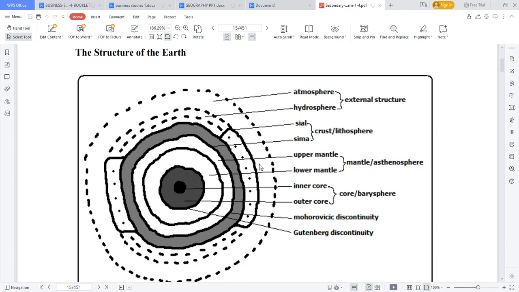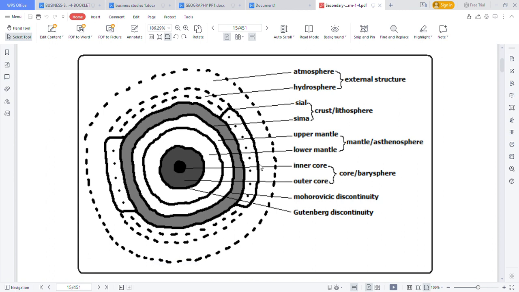As you can see on the screen, kindly take some time to analyze the diagram on the screen. You have the atmosphere and ionosphere. Those are the external structure of the earth. Then you have Sial and Sima. It is also called crust. They are lithosphere, so it is crust or lithosphere.